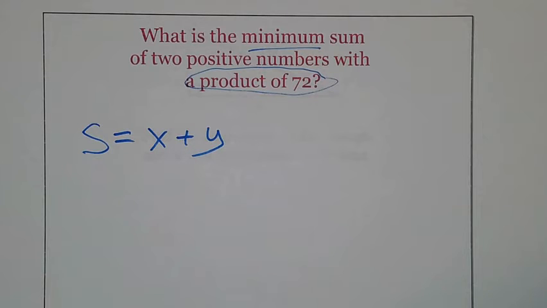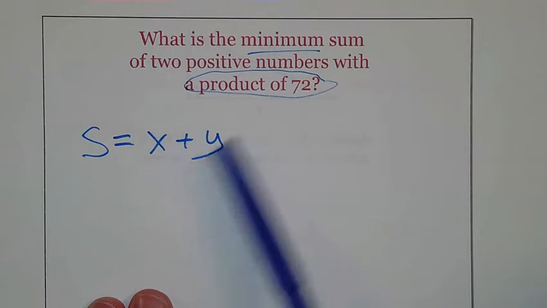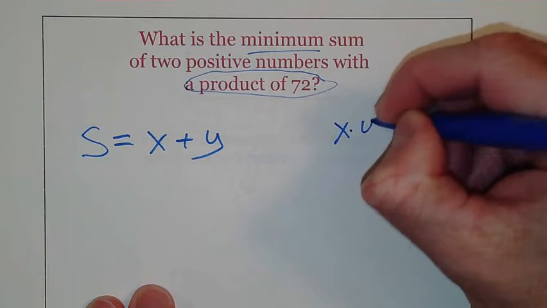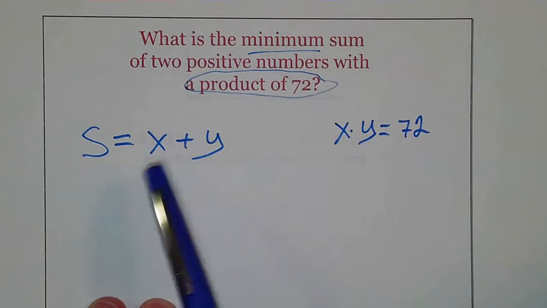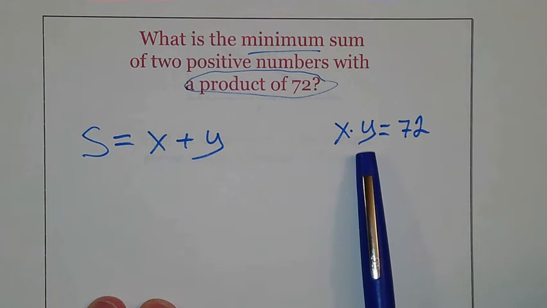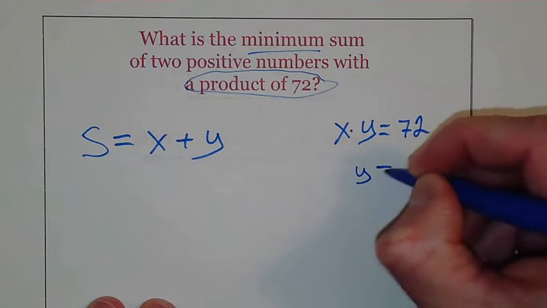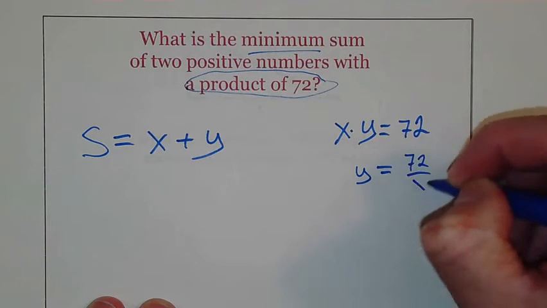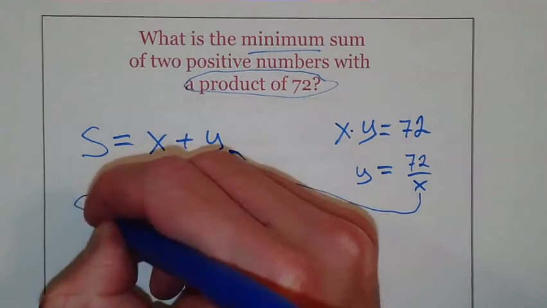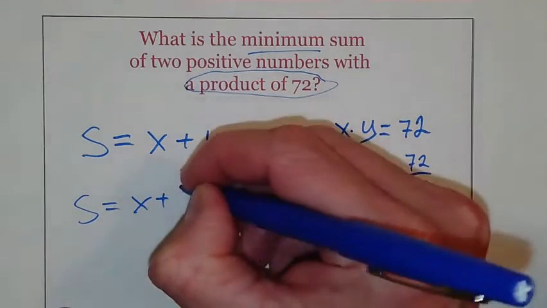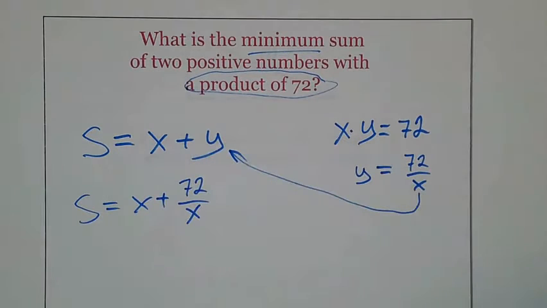Step 2 says find equations that relate the variables that affect the value of the quantity, in this case, the sum. And so the relationship between x and y is that x times y is 72. So then step 3, substitute the equation from this step into that step, solve for x, solve for y. It doesn't really matter which one we do, so I will say y equals 72 over x. And now I've got something that I can plug into this equation in place of y. Sum equals x plus 72 over x.